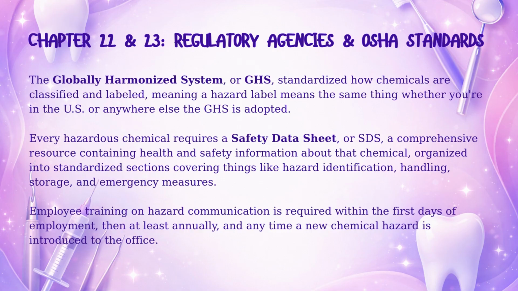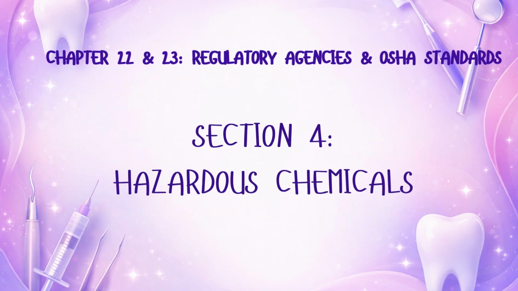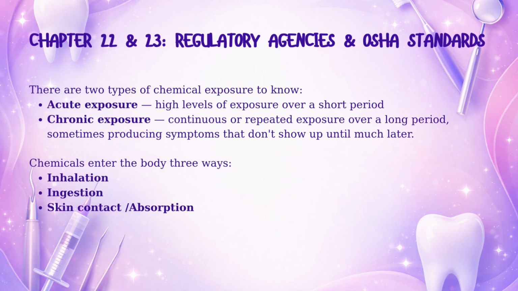Note that employee training on hazard communication is required within the first days of employment, then at least annually, and anytime a new chemical hazard is introduced to the office. A chemical is considered hazardous if it poses a physical hazard, meaning it can ignite, explode, or react dangerously, or a health hazard, meaning it can cause harm to the body. There are two types of chemical exposure to know: acute exposure, which is high levels of exposure over a short period, and chronic exposure, which is continuous or repeated exposure over a long period, sometimes producing symptoms that don't show up until much later. Chemicals can enter the body three ways: inhalation, ingestion, and skin contact absorption. That's why eye protection, gloves, and proper ventilation aren't optional extras, they're part of the same regulatory framework.